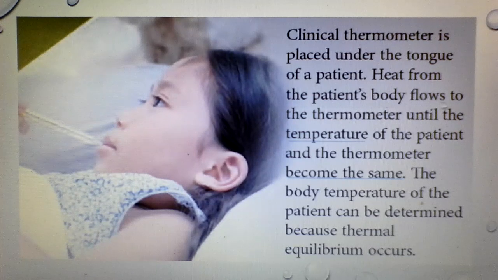So heat from the patient's body flows to the thermometer until the temperature of the patient and the thermometer become the same. The body temperature of the patient can be determined because thermal equilibrium occurs. Normally when we place the thermometer under the tongue, we need to wait about 1 minute because it needs time for the heat flow between the thermometer and the patient's body to become equal, so that the temperature will become equal. So the reading of the thermometer is the reading when thermal equilibrium is achieved. So we say the temperature shown on the thermometer is equivalent to the temperature of the patient's body.